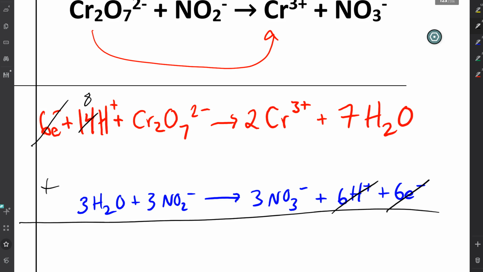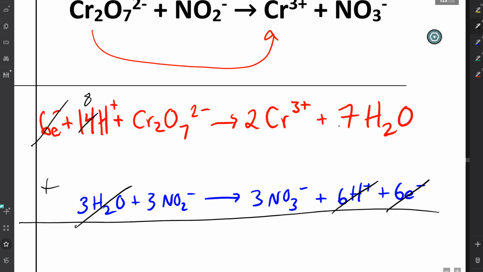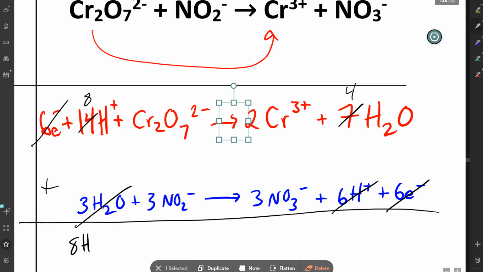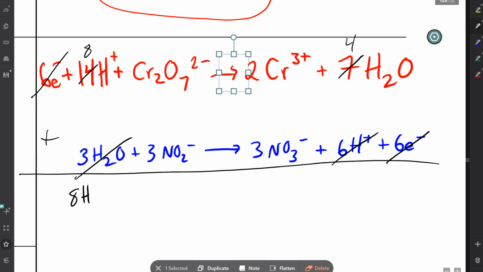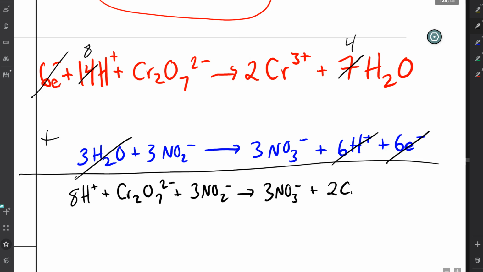I can do something really similar with the water. 3 waters, 7 waters. That would reduce down to 4 waters. And I think at this point I don't have anything left to cancel. So I get a final equation. Oops, scroll up a little bit. 8 H plus, the dichromate ion, plus 3 nitrite ions gives me 3 nitrate ions plus 2 chromiums, chromium 3 plus more specifically, plus 4 H2O.